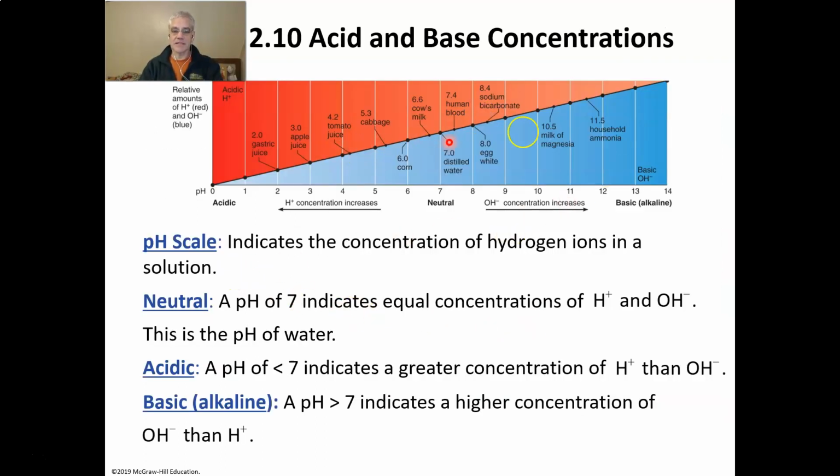Now, here are some common things that you know about and the pH that they have. All right. Distilled water. I already told you that. Distilled water has a pH of 7.0 because it is pure H2O and nothing else. All right. Cow's milk. The milk that's in your fridge has a pH of 6.6. Very, very slightly acidic. You wouldn't notice that. However, if you were to drink tomato juice or apple juice, you're going to notice there's a tartness to it. That's what we call it. We call it tart. A tartness means it's acidic.